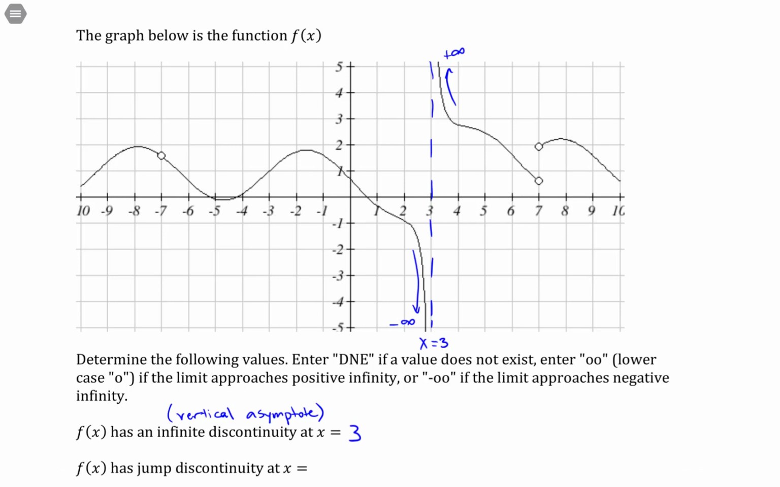F of x has a jump discontinuity at x equals what? So a jump discontinuity is where we move from one y value to another with a big gap in between. So looking over here at 7.